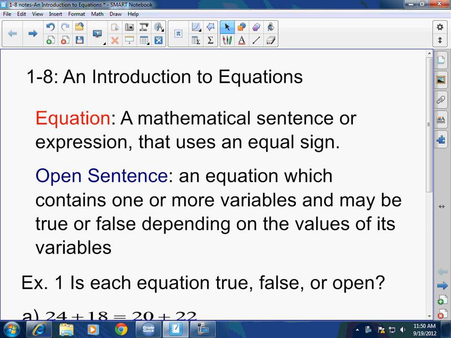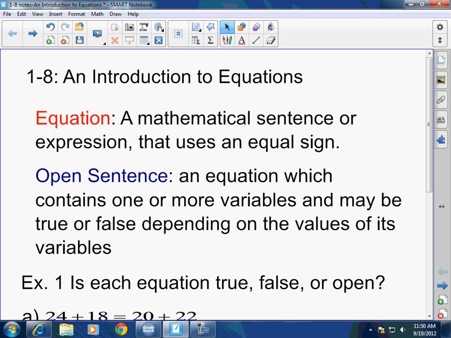I promise you that we're going to have a full chapter on how to solve equations, the procedures for solving single and two-step equations in addition to multi-step equations. But for right now, we're just talking about the definitions, the makeup of what an equation is. An equation is a mathematical sentence or expression that uses an equal sign.